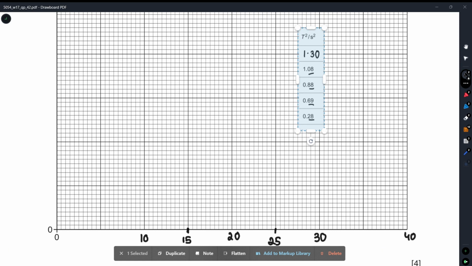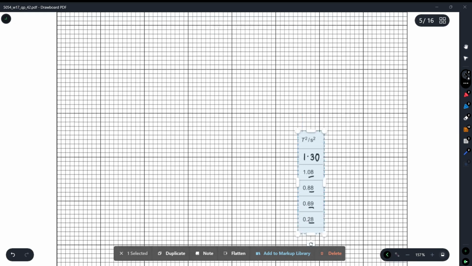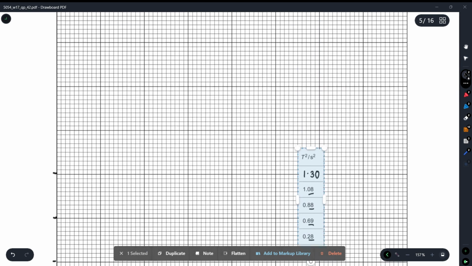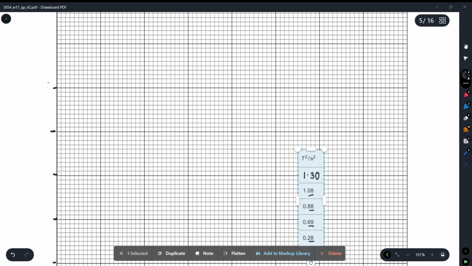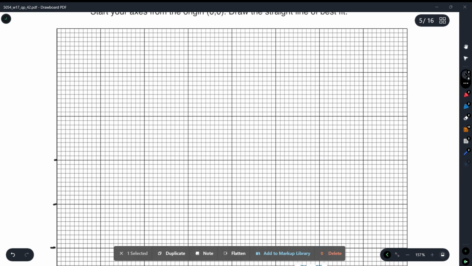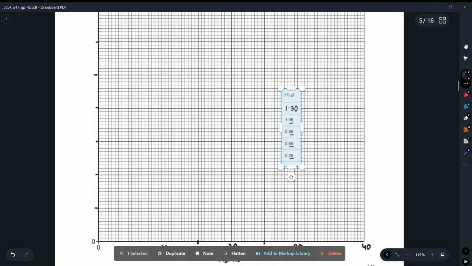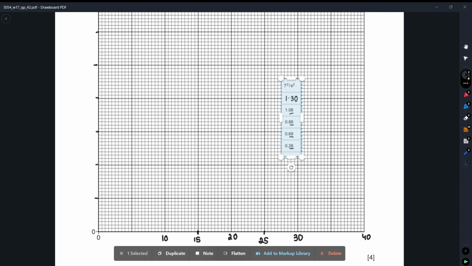अच्छा, अब 1.3 से लेके 0.28, 0.28 से लेके 1.3. So how many divisions do we have? We have 1, 2, 3, 4, 5, 6, 7, 8, 9, and 10. Hmm. Acha, now, hmm.